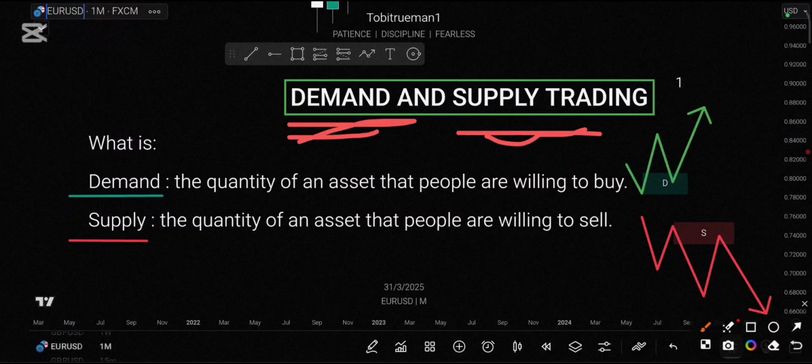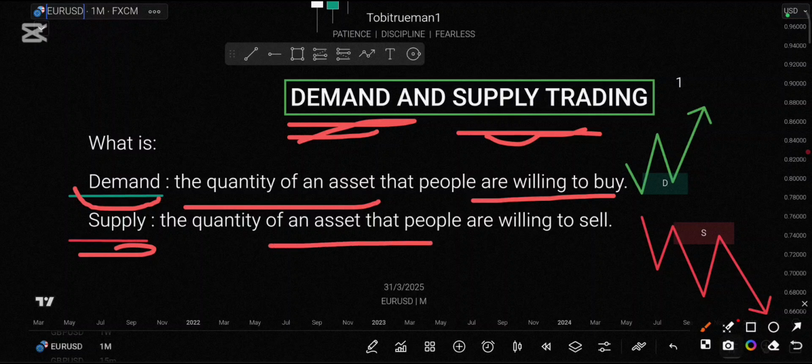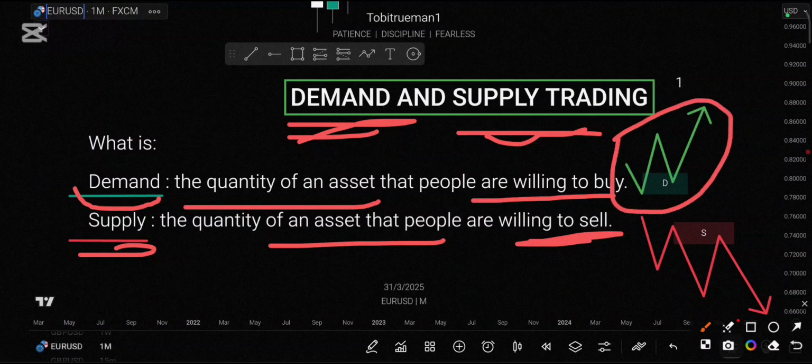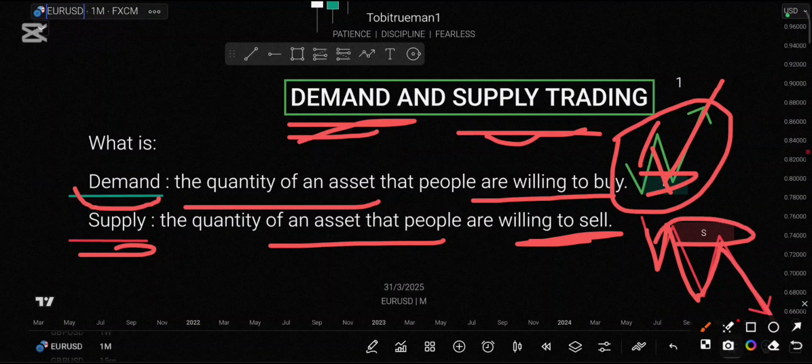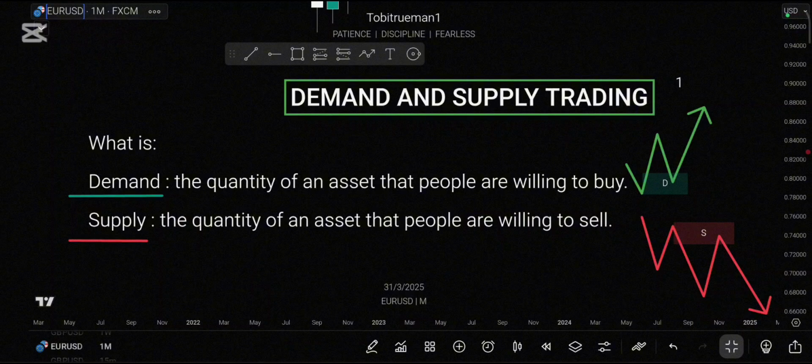Now, for demand and supply type of trading, you ask yourself, what is demand? If you are new to trading, this is just a brief intro. Demand is the quantity of an asset that people are willing to buy. Then supply is the quantity of an asset that people are willing to sell. I made a little graphic representation there. When price goes up and comes to a demand zone, it will buy. Then when price comes down and comes back again to the supply zone, it will now sell. If you are new to trading, follow this class little by little and you will understand it.